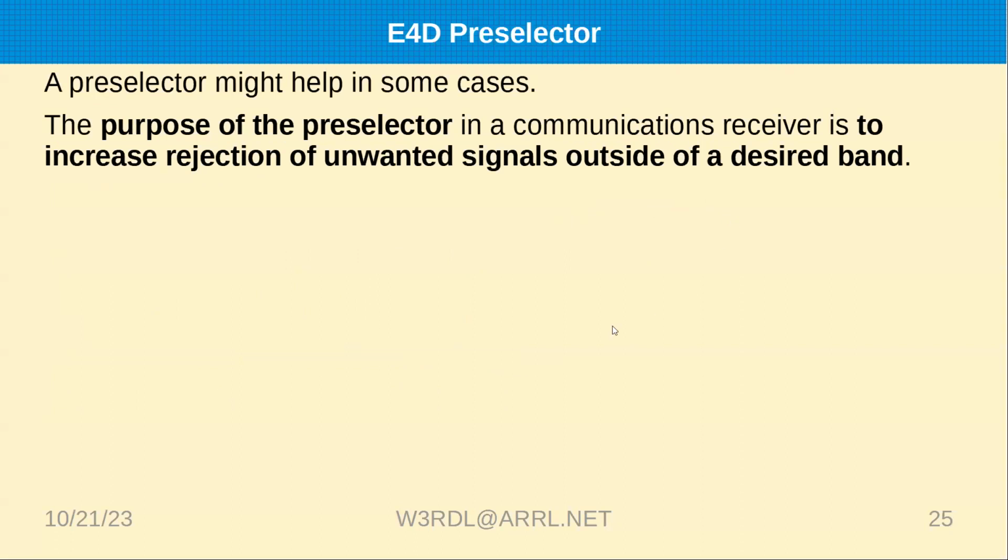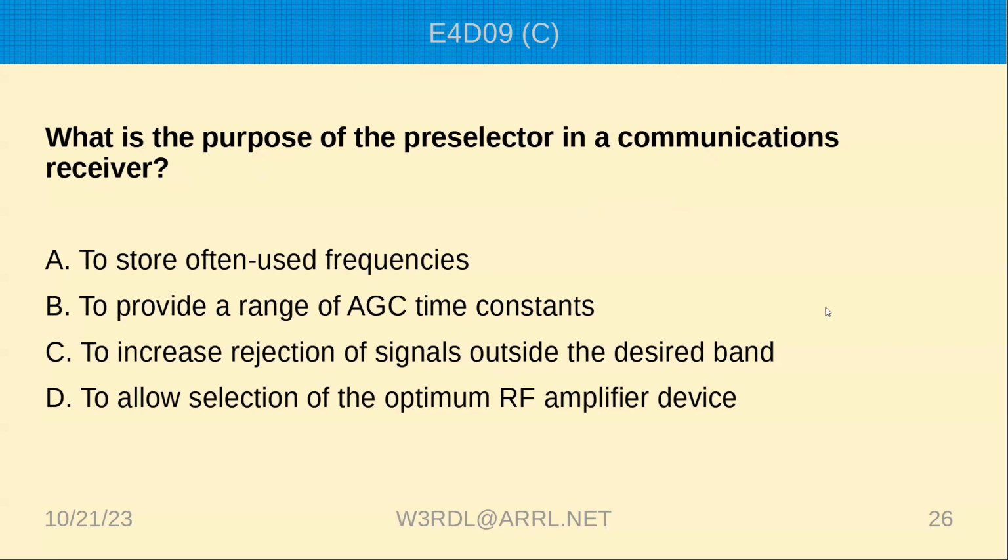Okay, and a pre-selector, its whole purpose is to increase the rejection of unwanted signals outside the desired band. So basically, it acts as a bandpass filter. What is the purpose of a pre-selector? Increase rejection of signal outside the desired band.